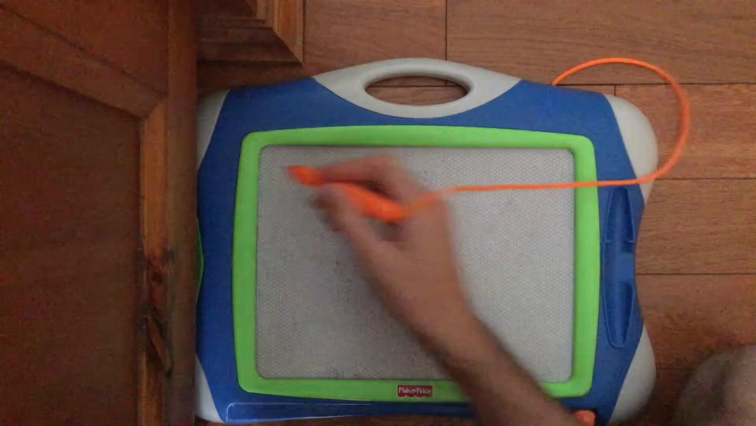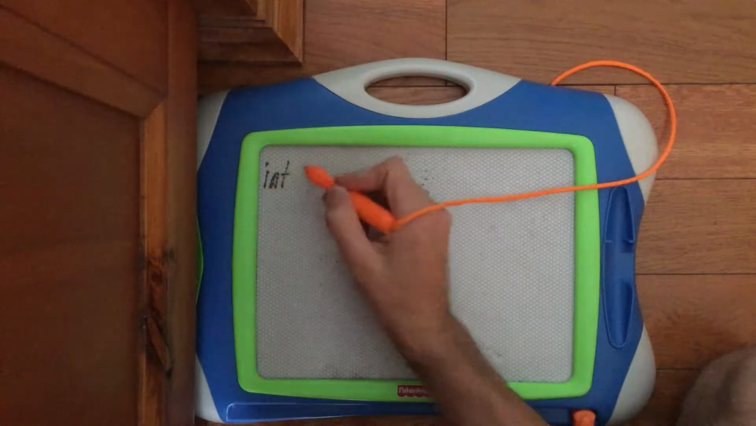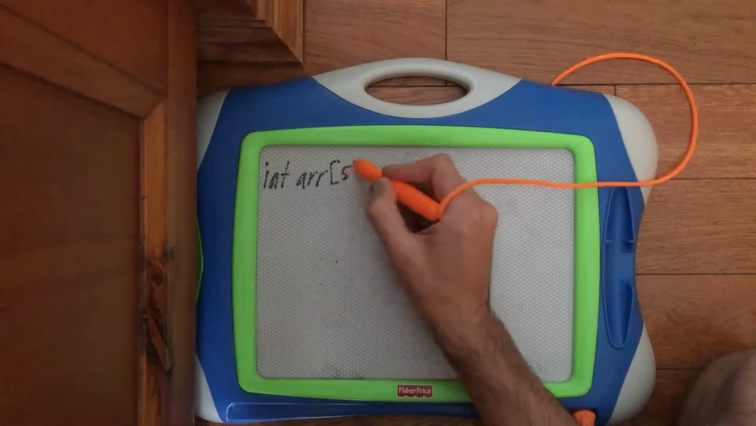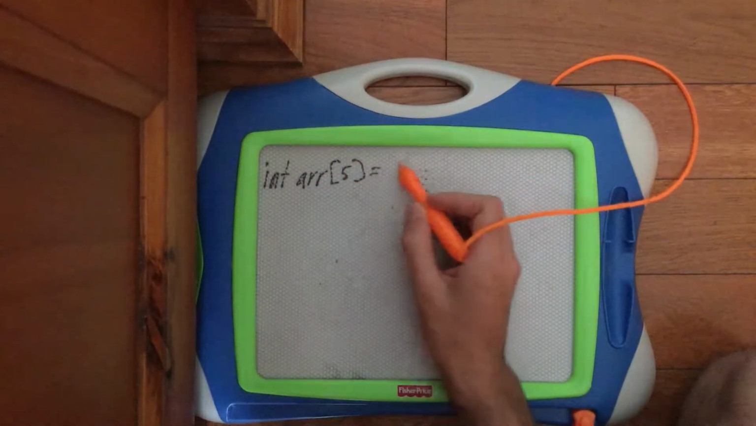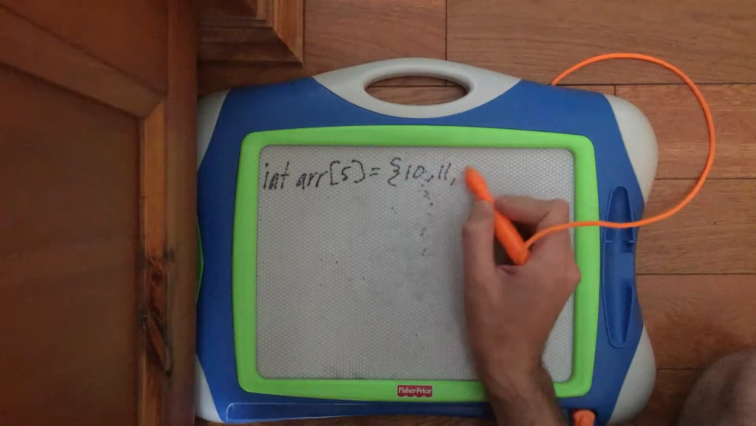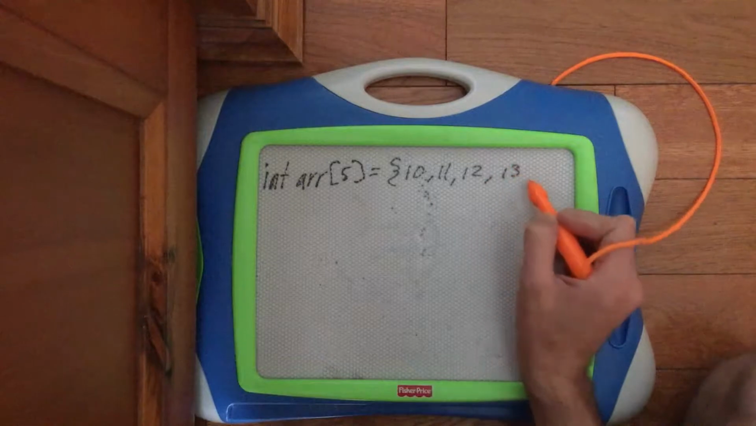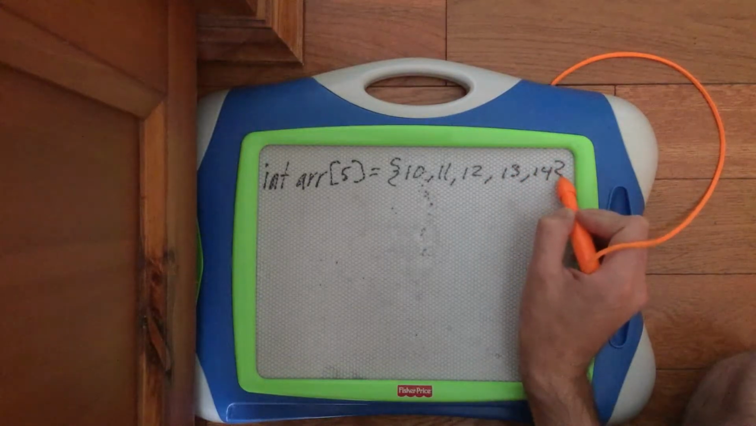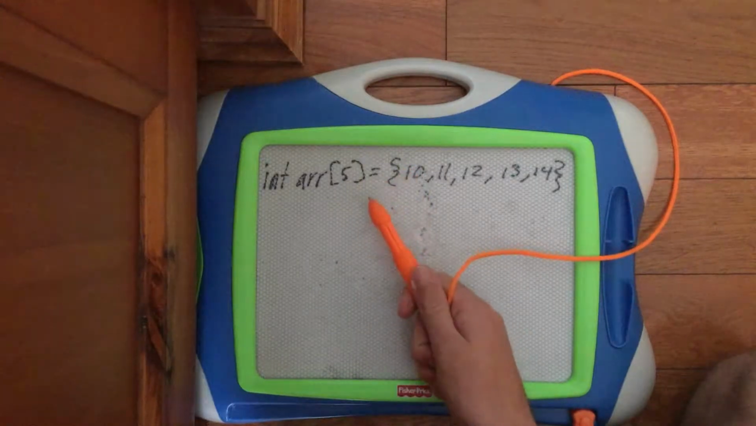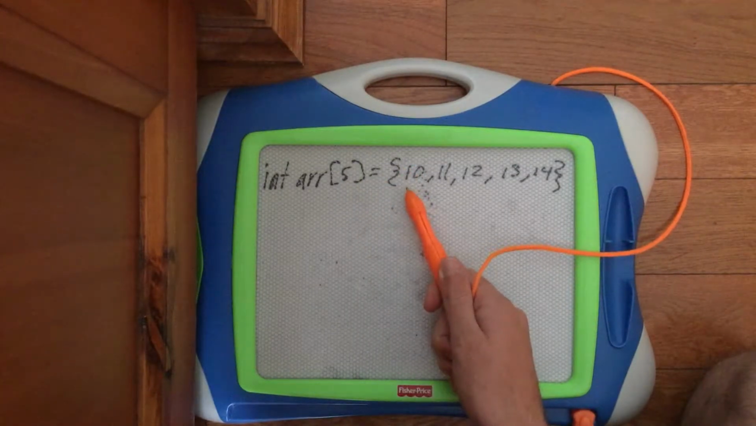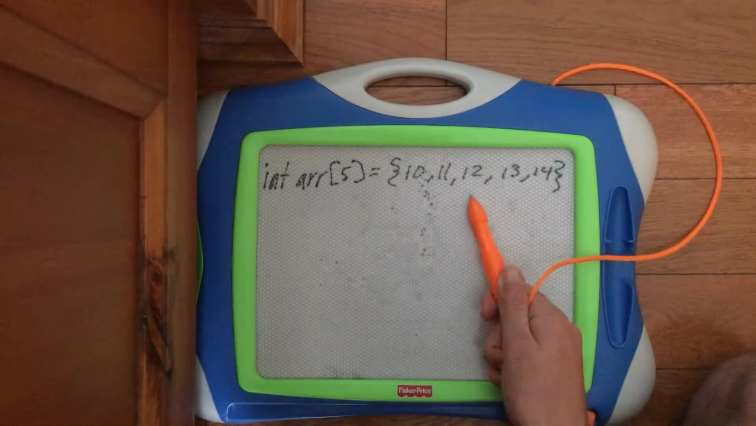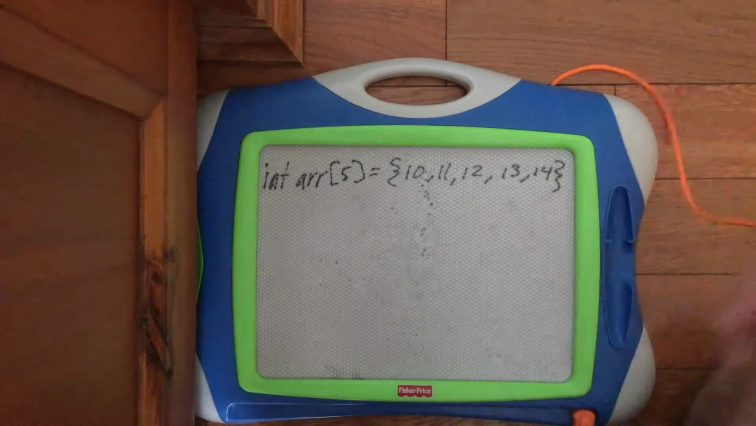Today I'll be talking about how you use loops to work with and modify arrays. So let's say we have an array of integers, we'll call it int array, and let's say it has 5 elements. We can make these 5 elements 10, 11, 12, 13, and 14. That means that if there's 5 elements, you have indices 0 through 4. So this is index 0, index 1, index 2, index 3, and index 4.